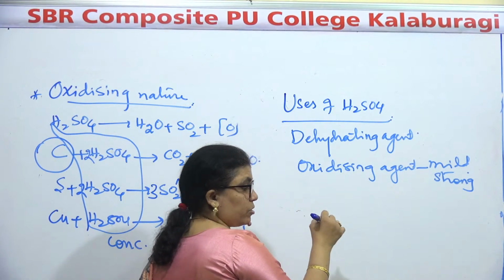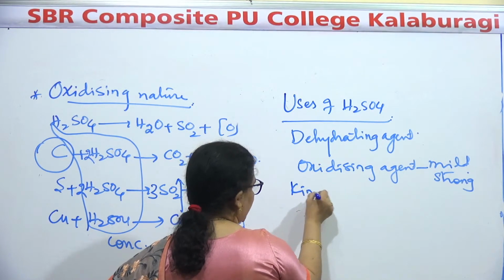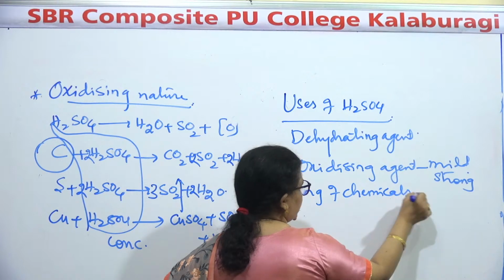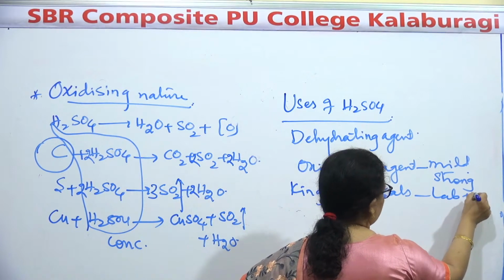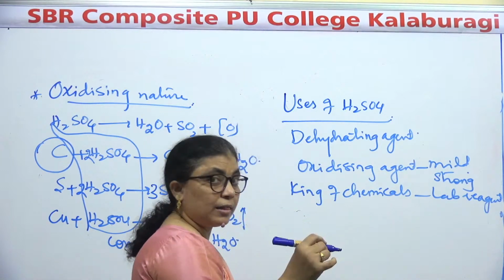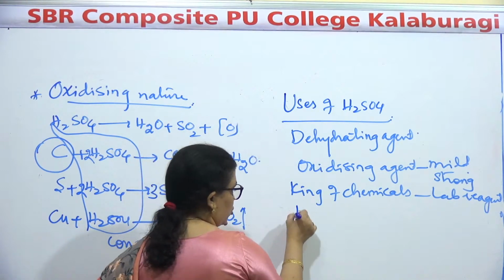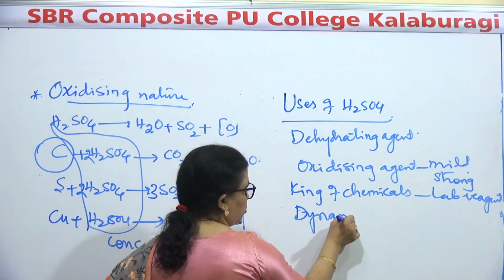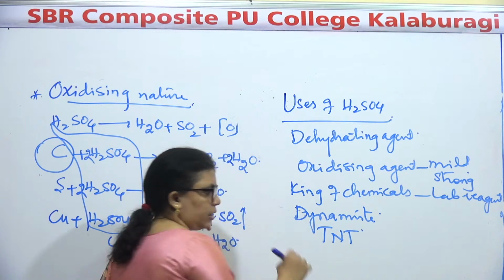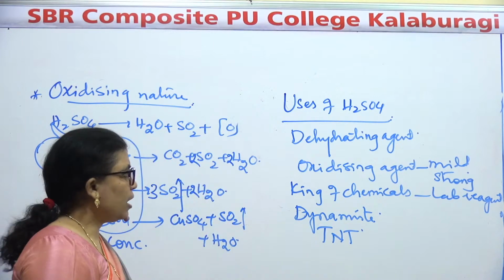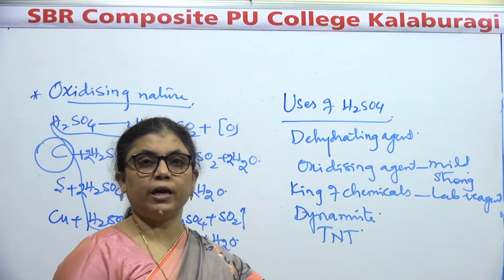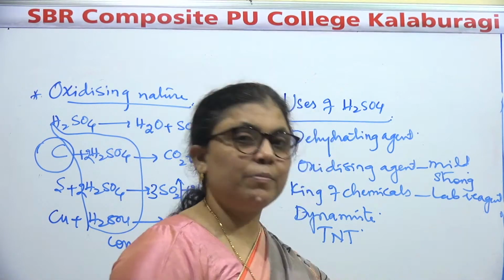Other than that, it can be used as a lab reagent. King of chemicals. It can be used as a lab reagent. Other than that, it can be used in the preparation of dynamite, explosives, or trinitrotoluene, TNT.